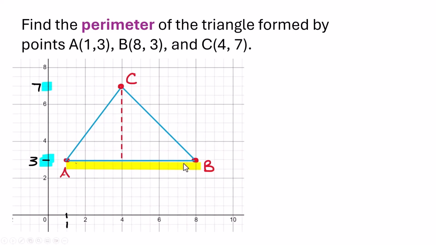Well, this one from A to B is probably going to be the easiest one to get because we're moving from 1 to 8. And if you go from 1 to 8, you moved 7 steps. So this length is 7. Okay, now the slanty bits.